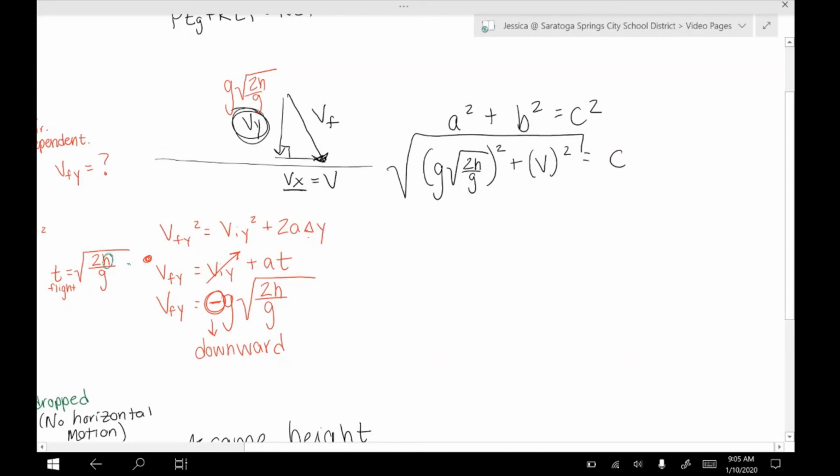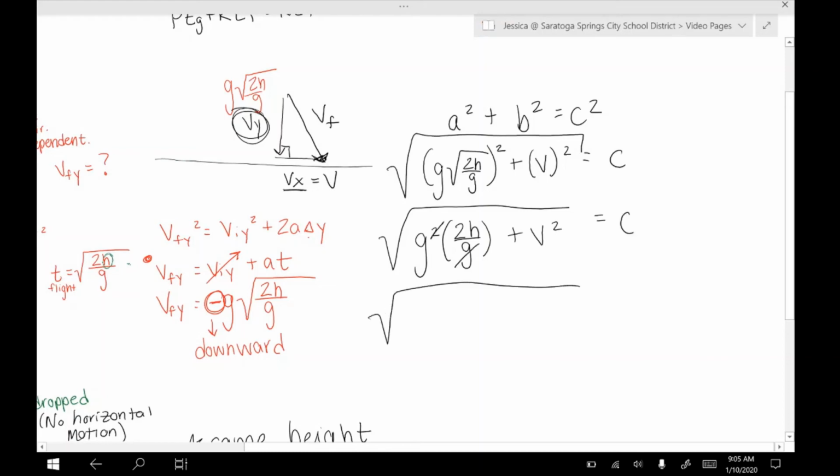Oops, I forgot the squared there. So this is not going to be a pretty equation, but it's okay. So g squared times 2h over g plus v squared. This g can cancel, so I have the square root of 2hg plus v squared is c. So that would be my resultant, or this v final.